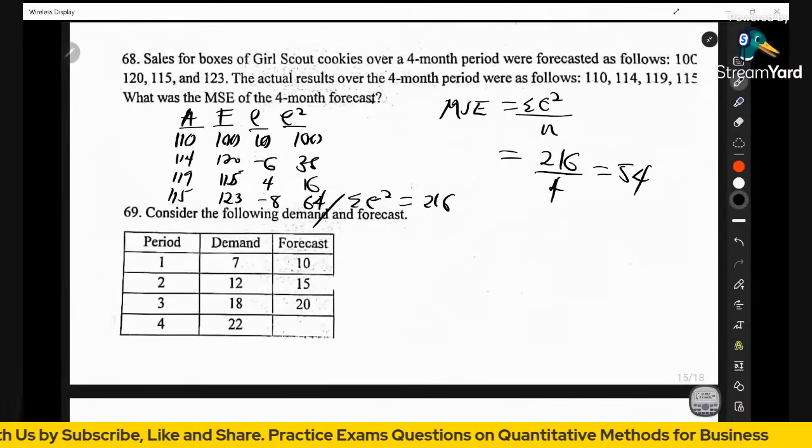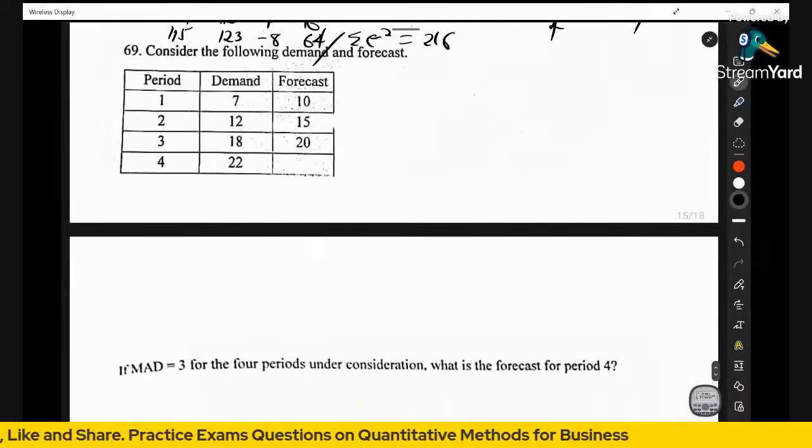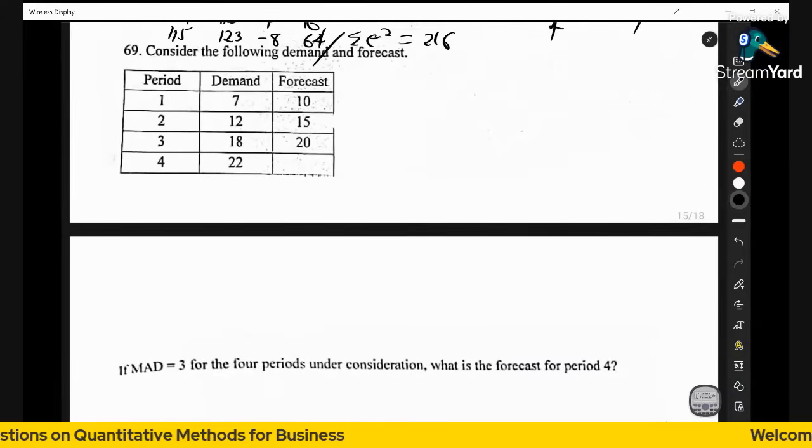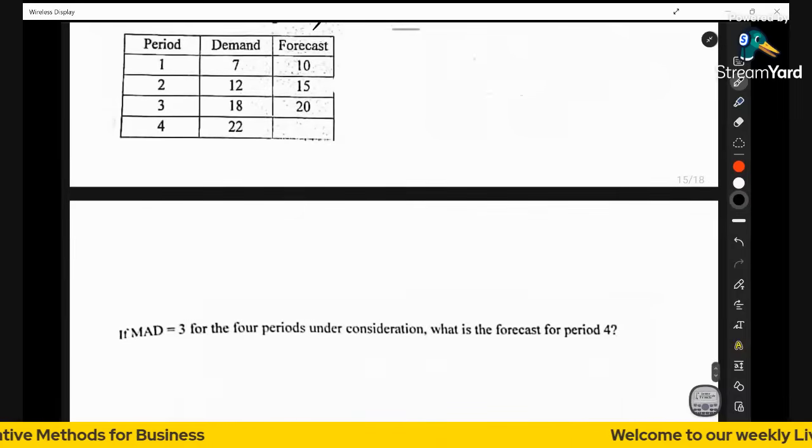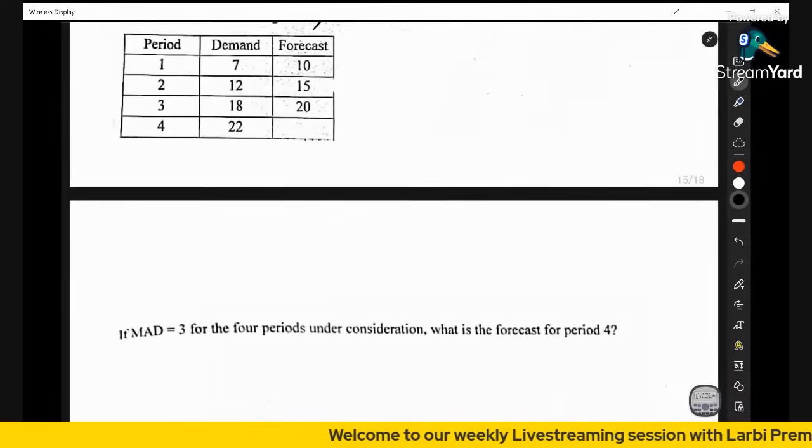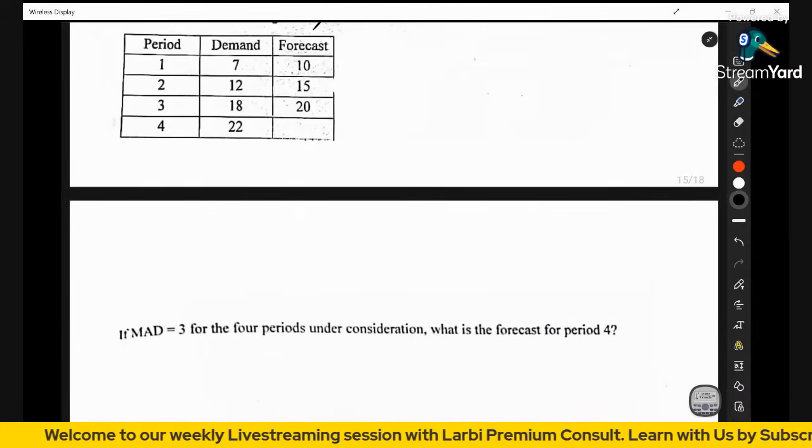So let's take note. Question 69. Consider the following demand and forecast. So we have period, demand, and forecast. It says that if the mean absolute deviation for the 4 periods under consideration is 3, what is the forecast for period 4? So what will be the forecast for period 4?